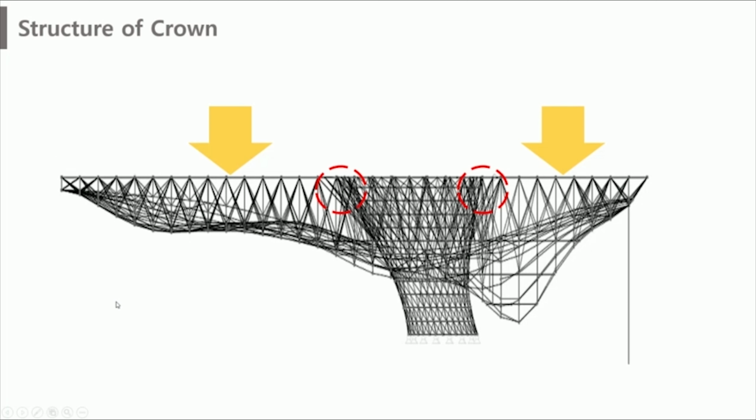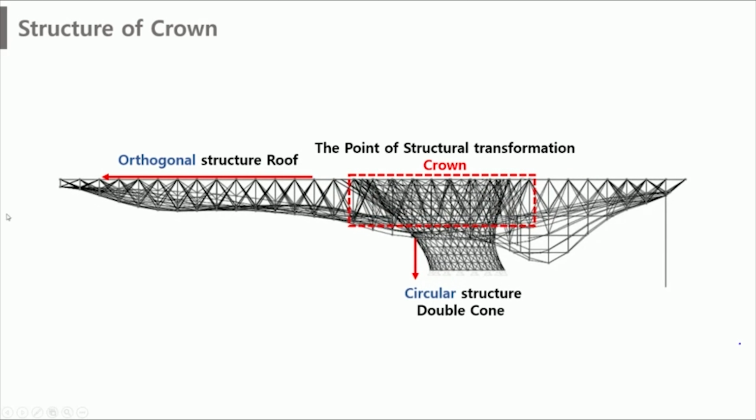So, I think the most important part from the structural engineering perspective is the circular double cone point that connects directly to the cantilever on the roof. This upper part is called the crown. The point where the roof of the octagonal structure meets the double cone with circular structure is called the crown.